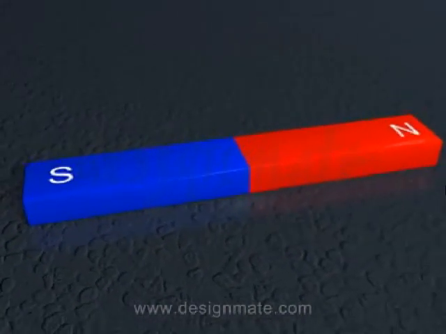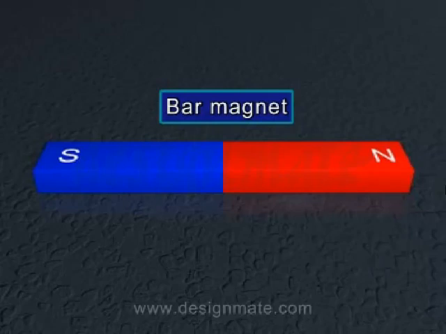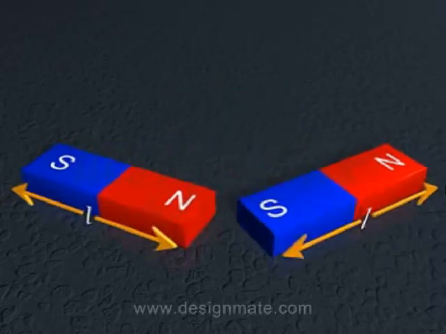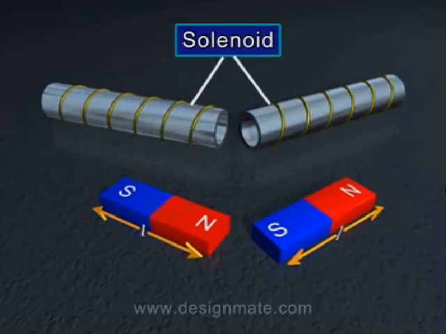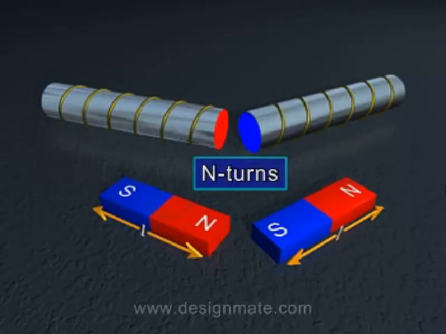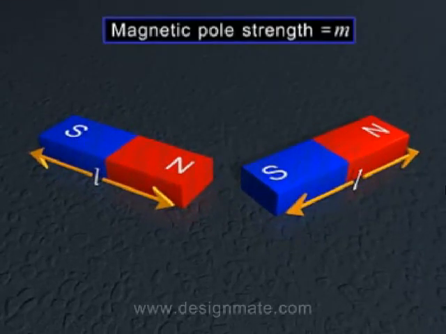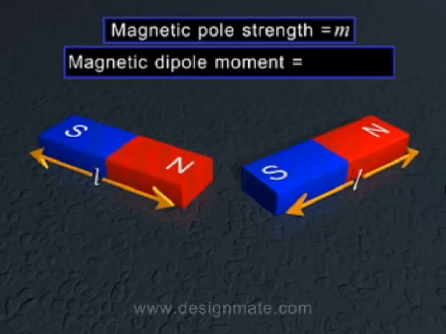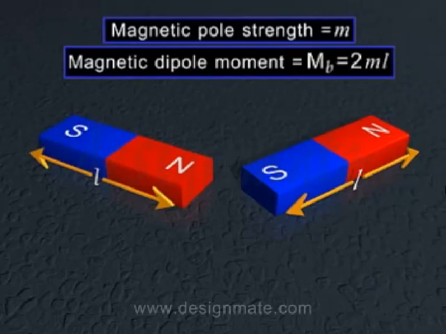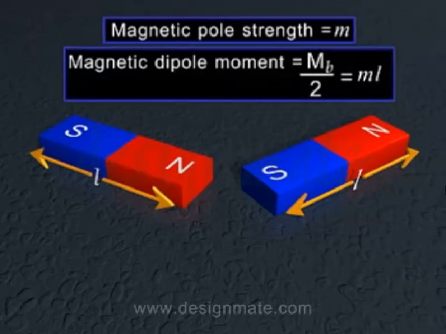Now let us go back to our question. A bar magnet of original length 2L is divided into two equal parts. Also consider the two equal pieces of a solenoid with N turns. If we assume that the pole strength of a bar magnet is m, then its magnetic dipole moment according to definition is given by Mb = 2mL. Now each of the halved pieces has magnetic dipole moment Mb/2 = mL.